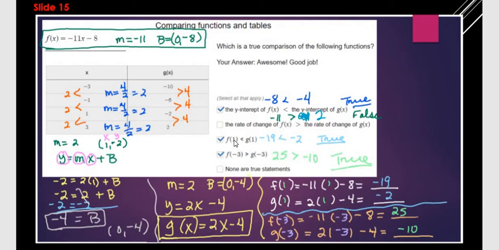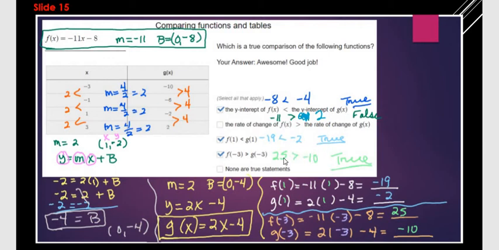I'm going to substitute a 1 right here in place of the x in f of x and a 1 right here in place of the x in g of x. I'm going to put all of this into the calculator one time: negative 11 times 1 minus 8, and I will come up with negative 19. And when I substitute 1 in g of x, I come up with a negative 2. I'm going to compare these. In the order they're asking, f of 1 is negative 19. Is negative 19 less than a negative 2? Yes, it is smaller than a negative 2.